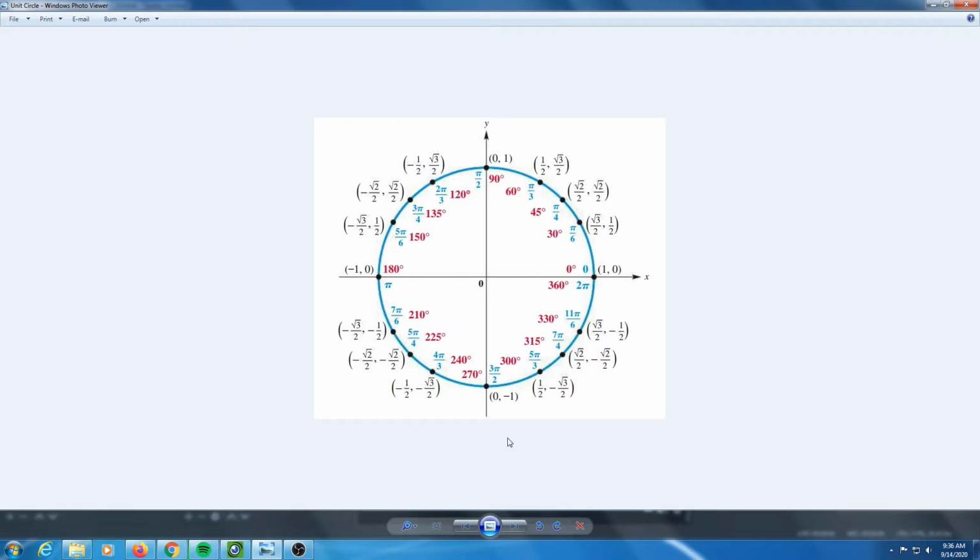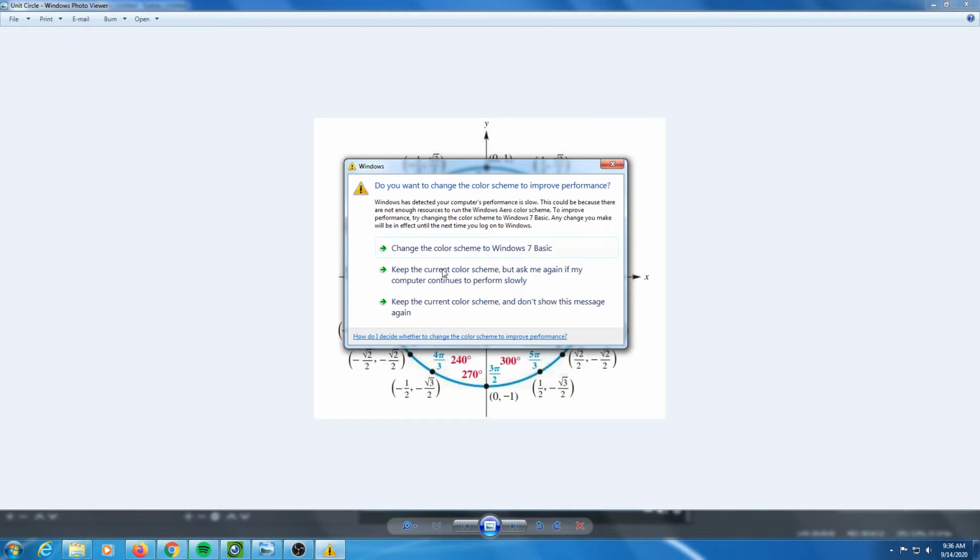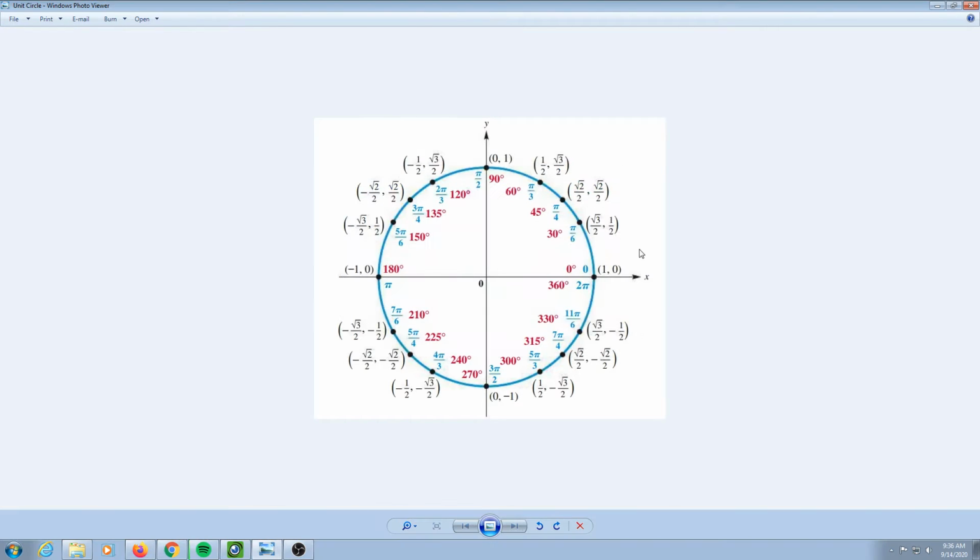You should practice reproducing the unit circle from memory. Sorry, it does this when I record. But anyway, you should try to reproduce this unit circle from memory. It would be a good exercise to help you memorize it. Let me just show you how I do that.